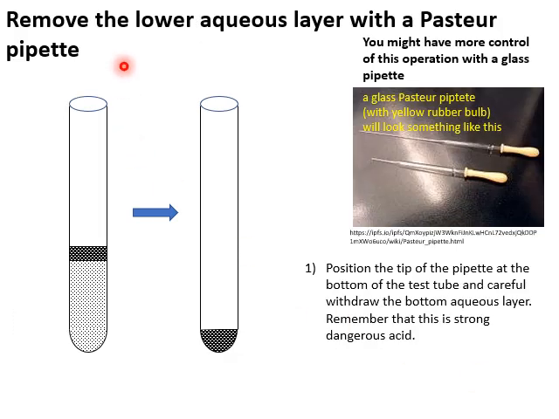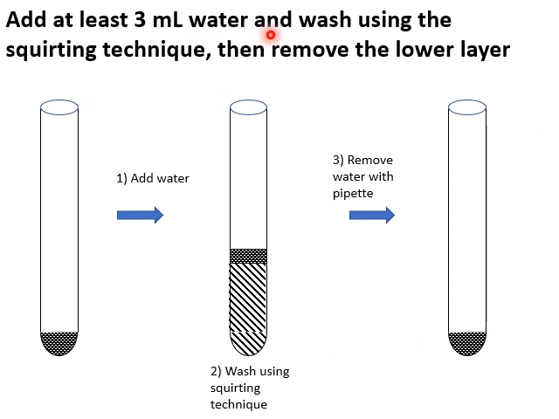Then you are going to perform sort of like an extraction. You're going to do a series of washes, as we taught you in one of the previous lectures. But first, you remove the lower aqueous layer with the pass-through pipette because you don't need it. You only want your organic layer. You position the tip of the pipette at the bottom of the test tube, and you carefully withdraw the bottom aqueous layer, always keeping in mind that there's hydrochloric acid in there. Then you add 3 mL of water, and you wash the organic layer. This is your organic layer with water.